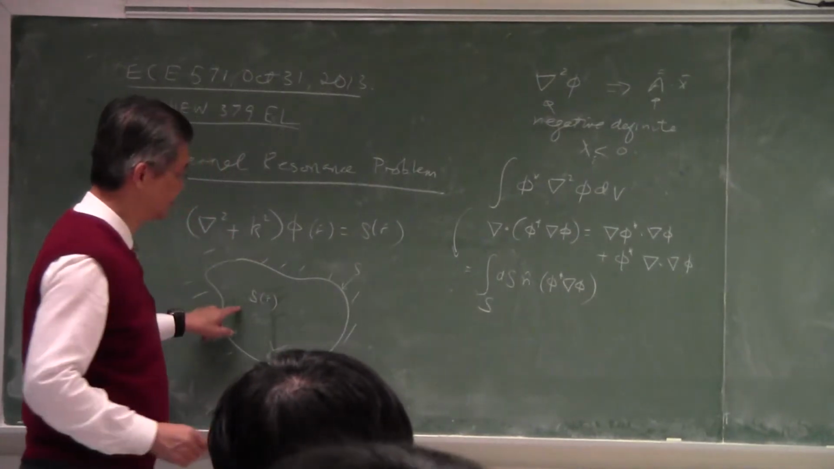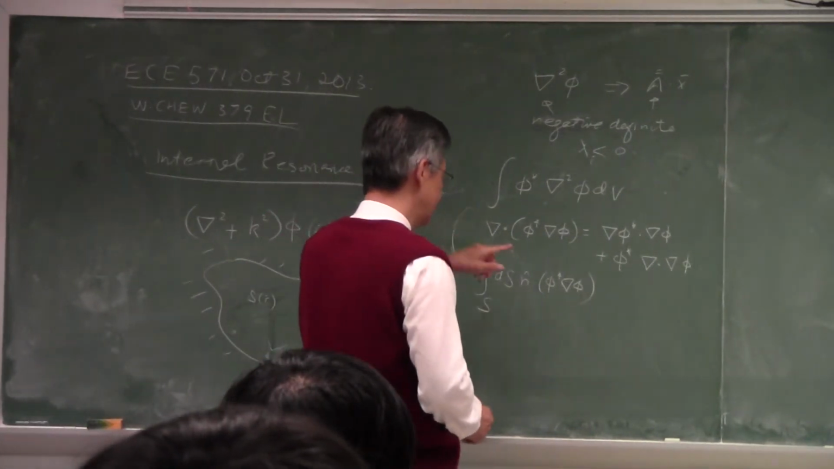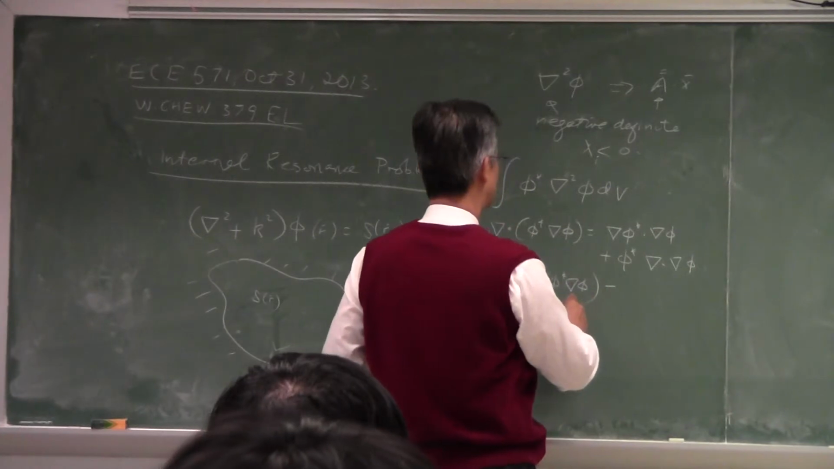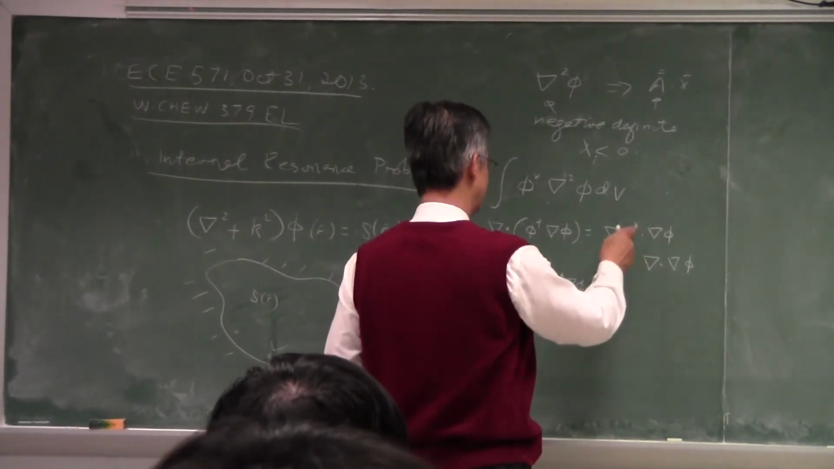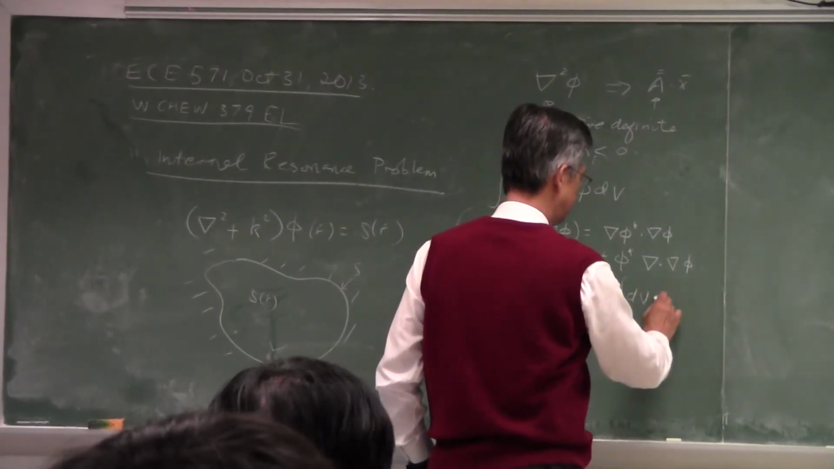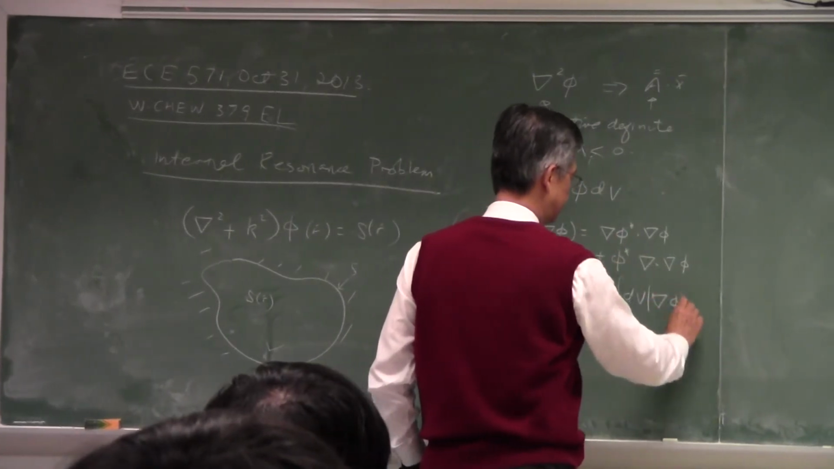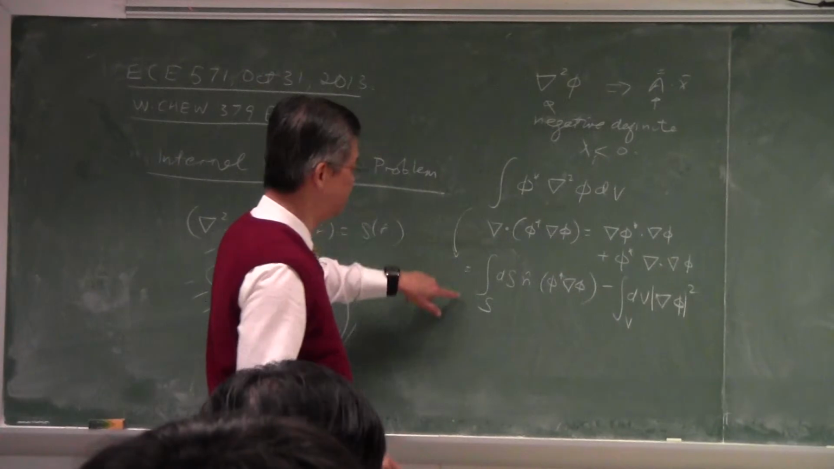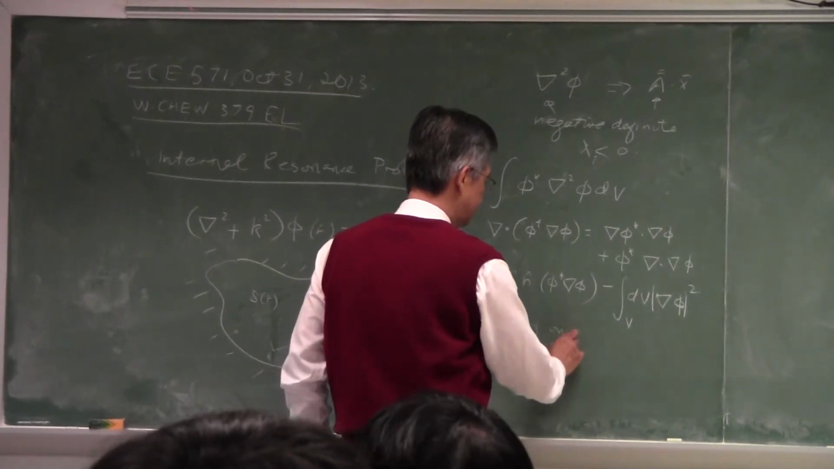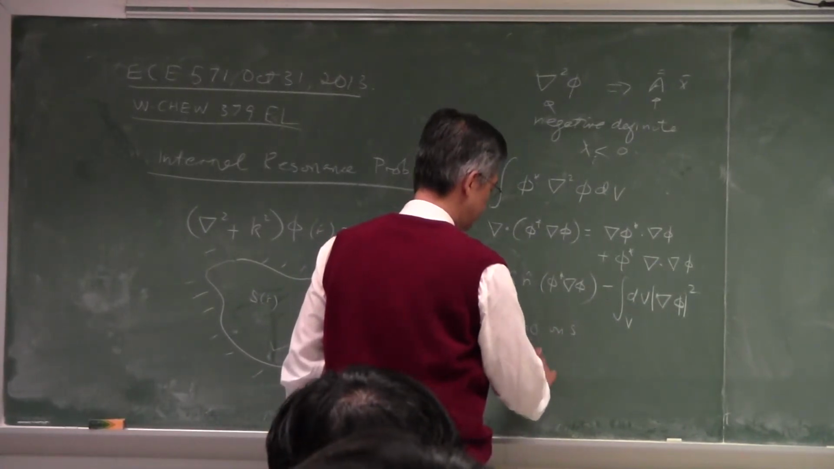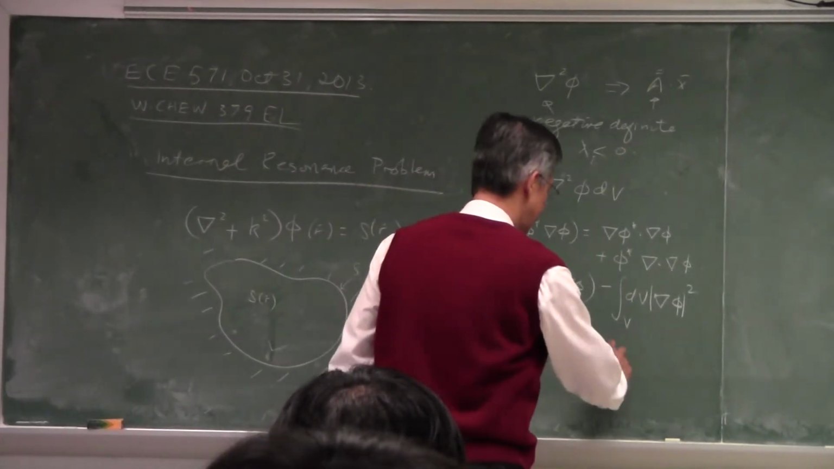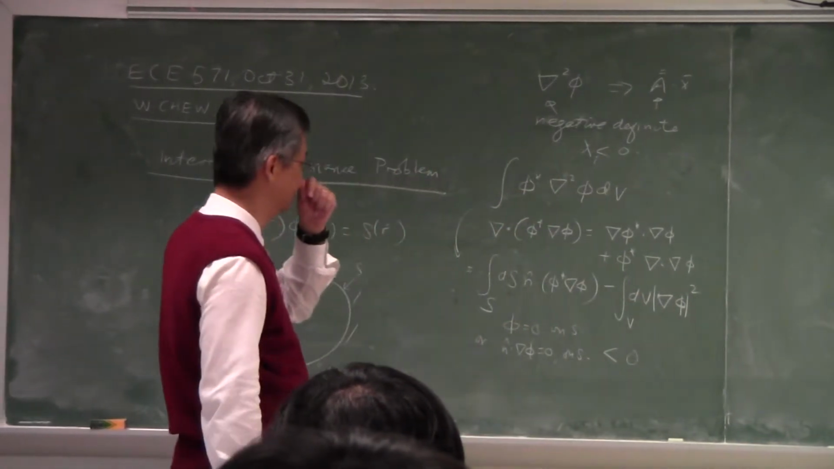I'm sorry to use the same notation S. This one means volume, this one means surface. Then I have the second term that is remaining, so this will be the surface term minus that term. So this operator is the same as that. And if you have a boundary condition such that φ equals 0 on S, or n dot grad φ equals 0 on S, then the surface integral will vanish. And then this thing is always less than 0 because of this negative definiteness.